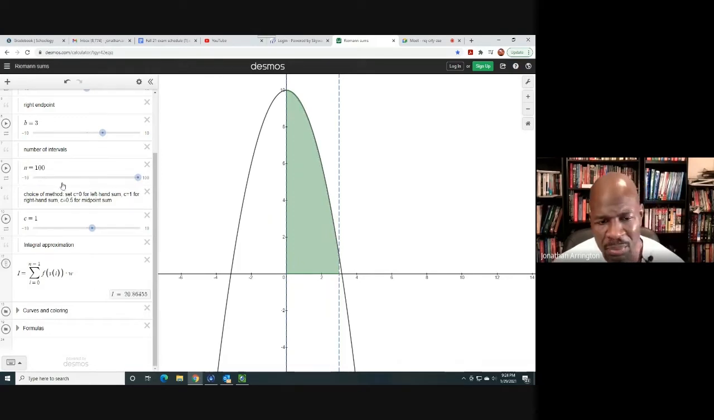The number I'm adjusting is n, the number of subintervals. The more subintervals I use, the better my approximation gets. And the fact is, if I use an infinite number of subintervals, I will actually get the area. Using an infinite number of subintervals is going to give me the definite integral.